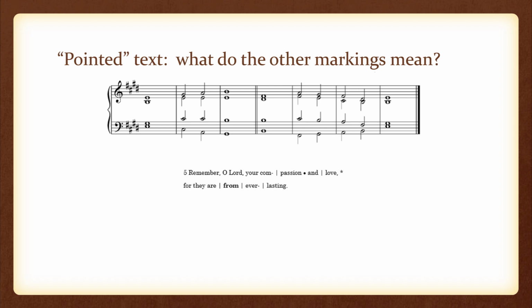However, in this case, the pointing of the text shows a total of 3 syllables in that measure. In that second measure, the text to the left of the dot indicates that all those syllables should be sung on the first note. The text to the right of the dot indicates that all those syllables should be sung on the second note of that measure.